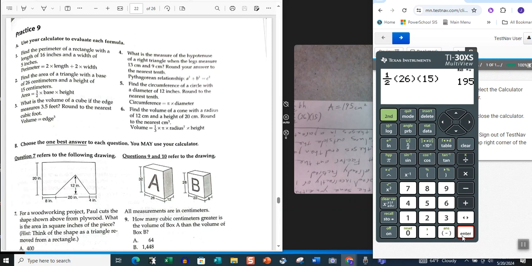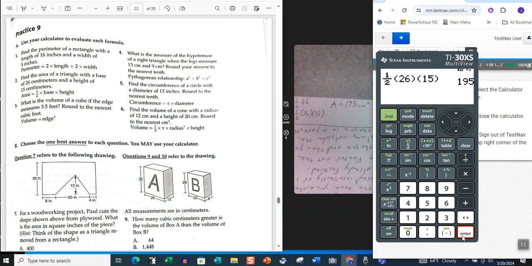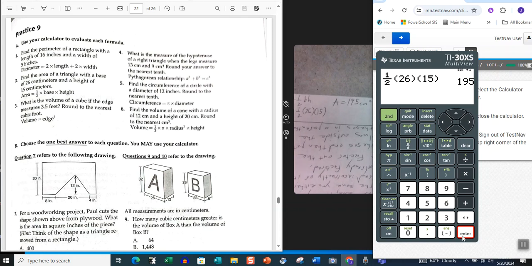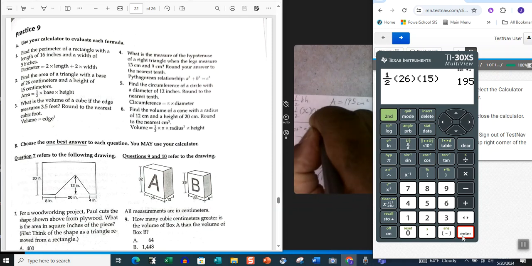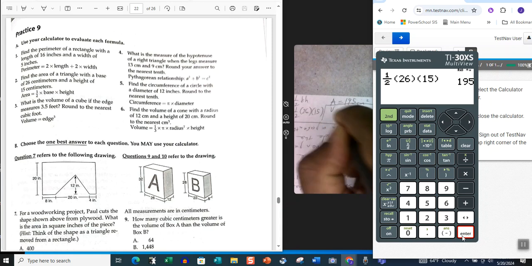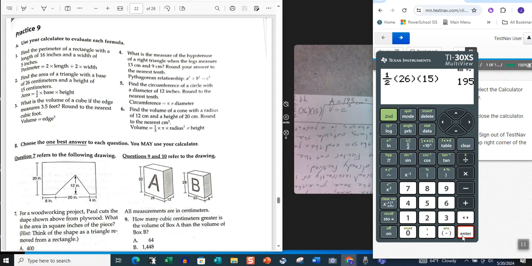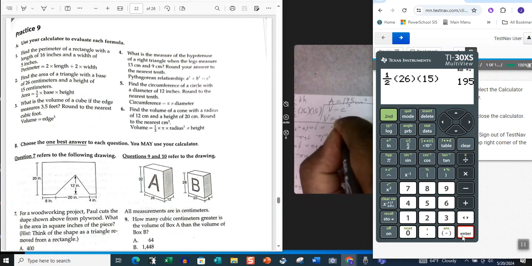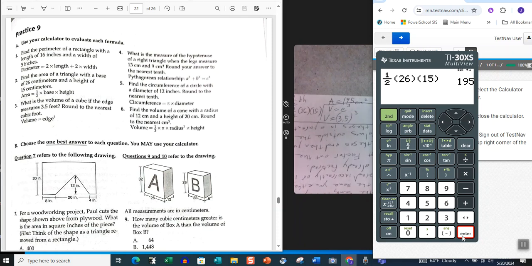Okay, number 3. It says, what is the volume of a cube if the edge measures 3.5 feet? Round to the nearest cubic foot. So volume is equal to edge cubed. So we know the volume is equal to, say, e to the third power. So the volume is equal to, they tell us our edge is 3.5. So it'd be 3.5 to the third power. So we'll clear this, and we would do our parenthesis, 3.5, close the parenthesis, then we would hit the exponent key, which is here, number 3, and press enter.